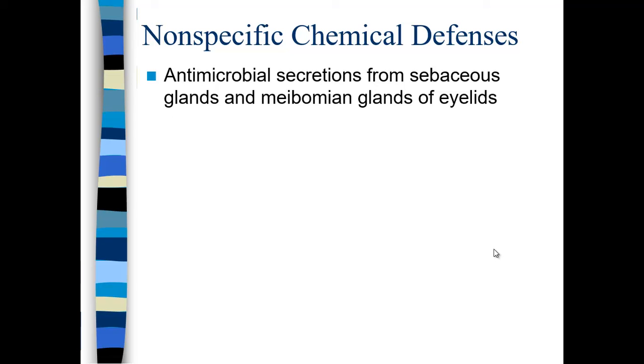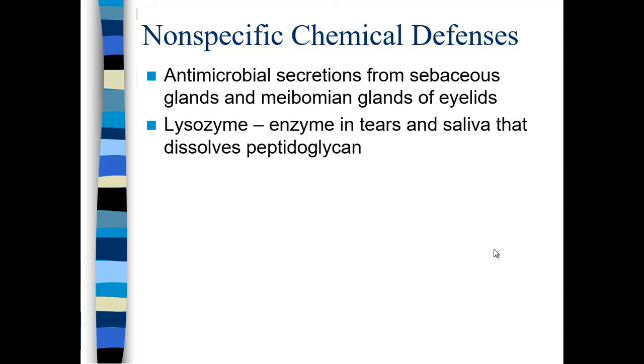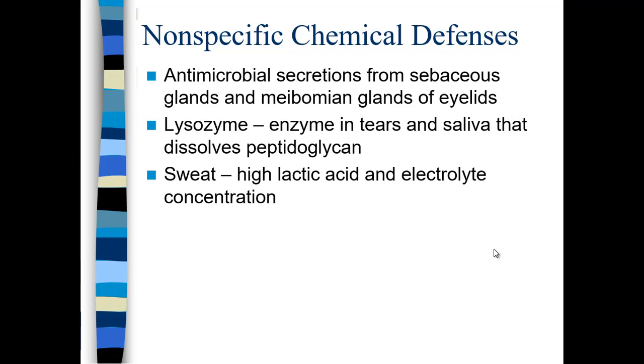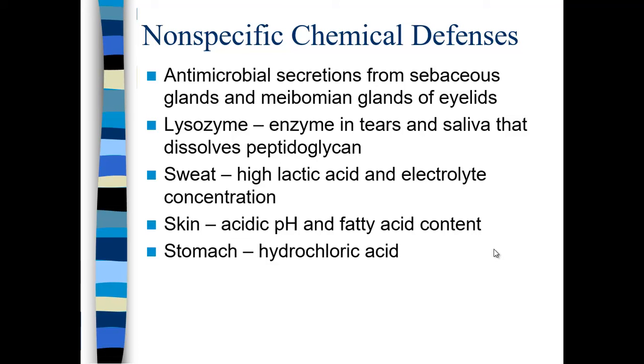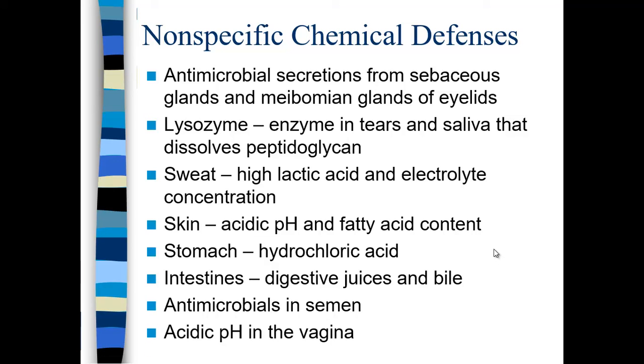Chemical defenses. We term these nonspecific because they don't care what the pathogen is. They will work on just about any pathogen. So antimicrobial secretions from sebaceous glands, these are just sweat glands, and meibomian glands of the eyelids. Lysozyme is an enzyme in tears and saliva that dissolves away the bacterial cell wall. Sweat. Skin has an acidic pH and a high fatty acid content. Fatty acids can be antimicrobials. The stomach contains hydrochloric acid, and the intestines have digestive juices and bile. Bile will actually dissolve certain types of bacteria. And then antimicrobials in semen and the acidic pH of the vagina keep different bacteria and other microbes that could be pathogenic in check.